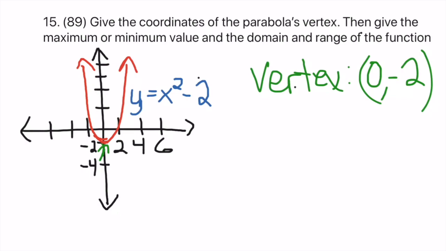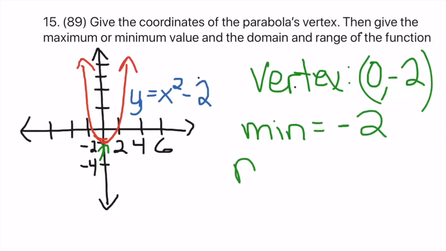Then it wants to know the maximum or minimum value. So it's actually going to be a minimum value because it's pointing up. So the minimum or the lowest point, and notice that it's a vertical, so the lowest point is going to be our y value, so it's just where your vertex is. So our minimum is -2.